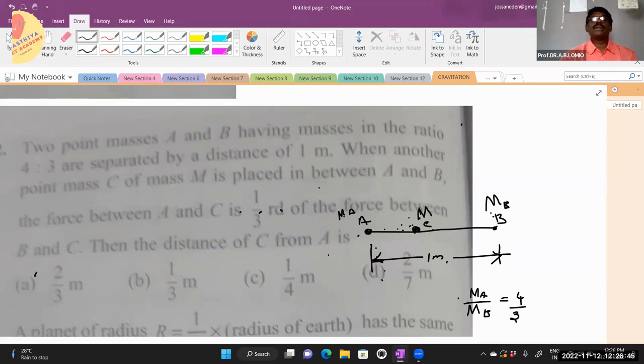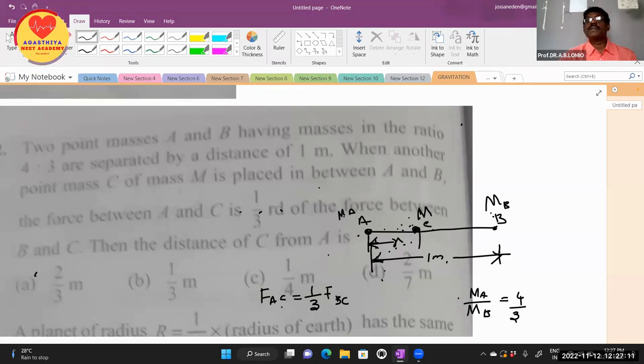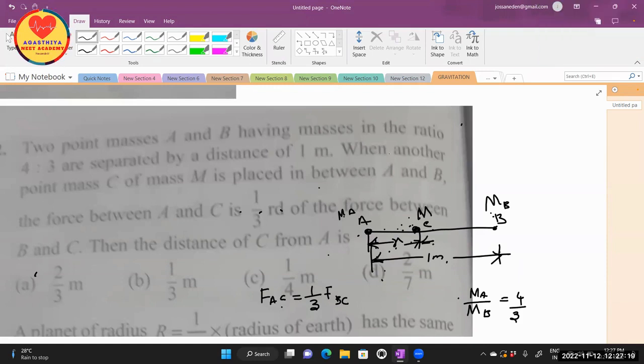The force between A and C is 1/3 of the force between B and C. What is the distance of C from A? You have to find the distance from A to C. That distance, let it be R. Shall we calculate that? Yes, sir.